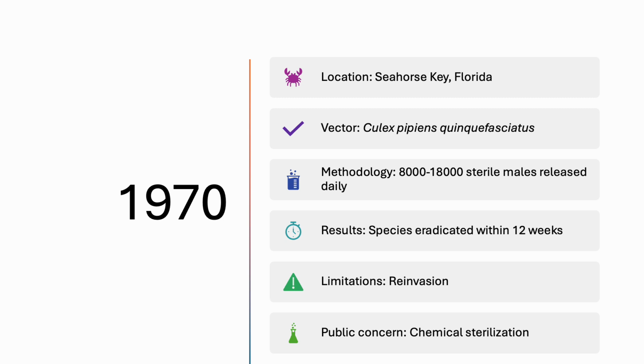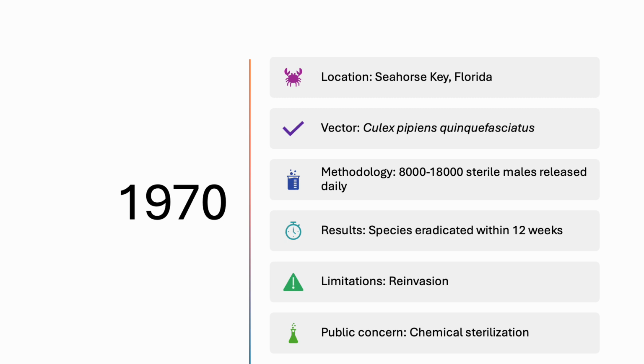In 1970, a field trial was conducted in Seahorse Key, Florida against Culex pipiens quinquefasciatus. The methodology of this field trial consisted of releasing on a daily basis 8,000 to 18,000 sterile males. The results consisted of having the species eradicated within 12 weeks, or 6 generations of the species. However, this field trial was limited as these results were only temporary due to reinvasion that occurred from fishing boats and other external sources.